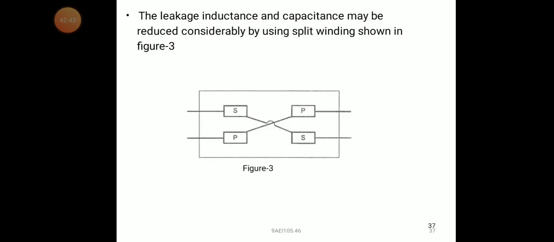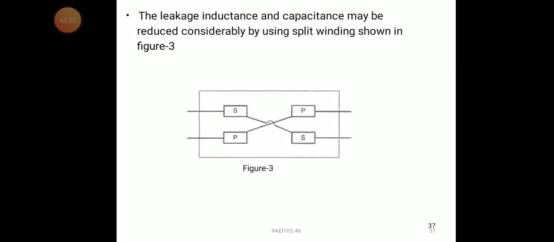Now the leakage inductance and capacitance may be reduced considerably by using the split winding shown in the figure. What is that? Split winding means the winding of the primary and secondary is split into two parts. That is called the split winding shown in the figure. So this is about the constructional features of the pulse transformer.